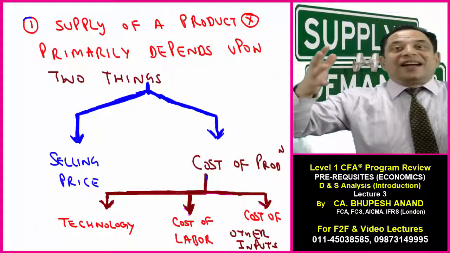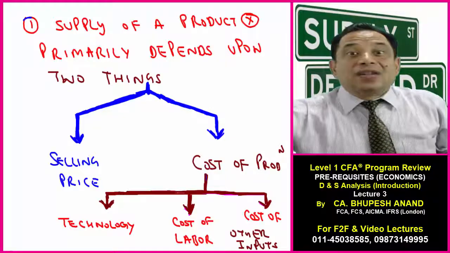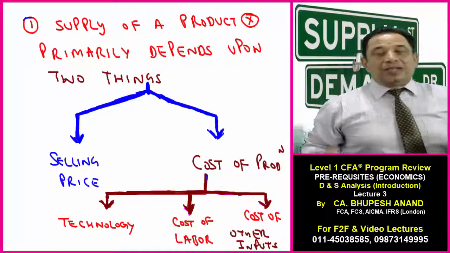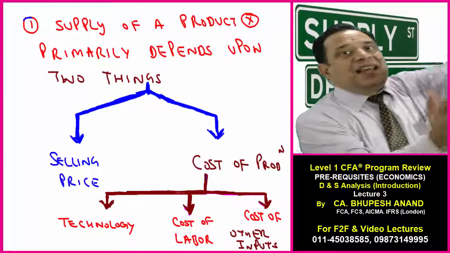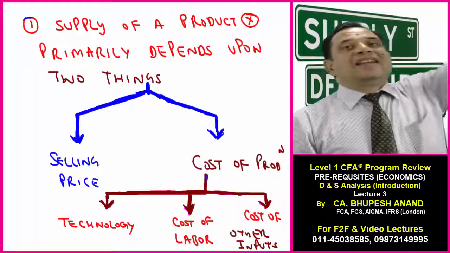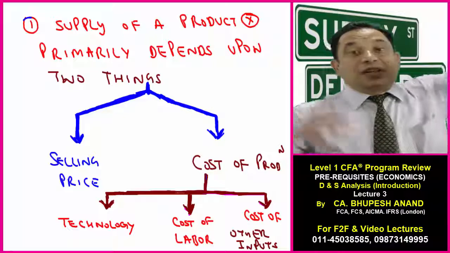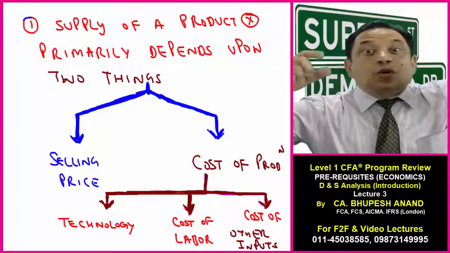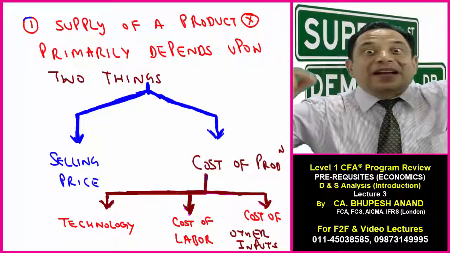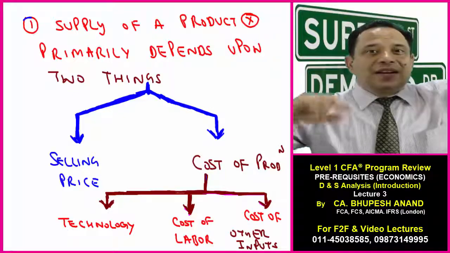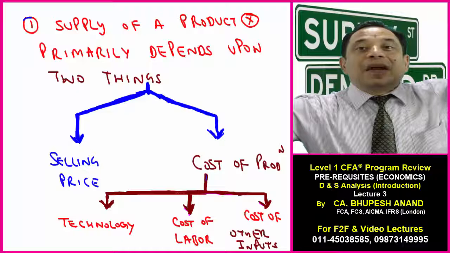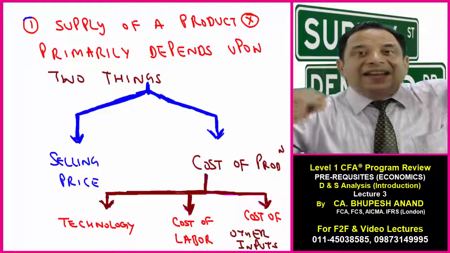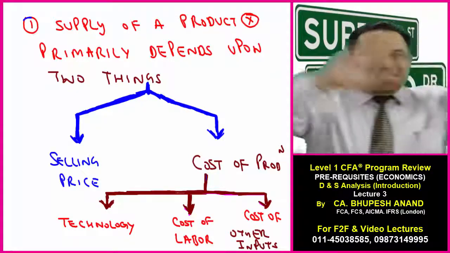Or if I take a real life example, the supply of butter will increase if the price of butter increases. You are getting the point? So there is a direct relationship between the quantity supplied of that good and the price of that good. You are getting the point?